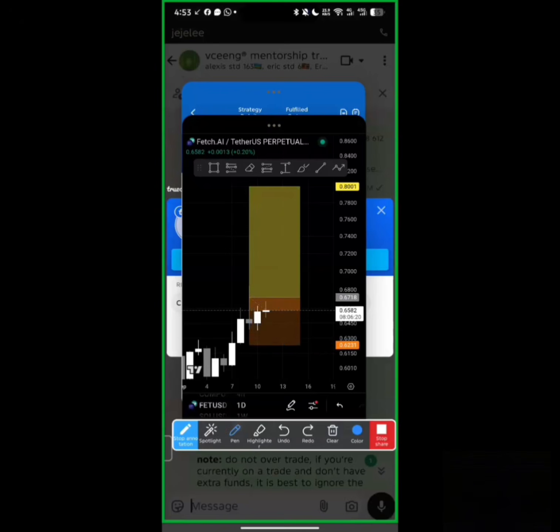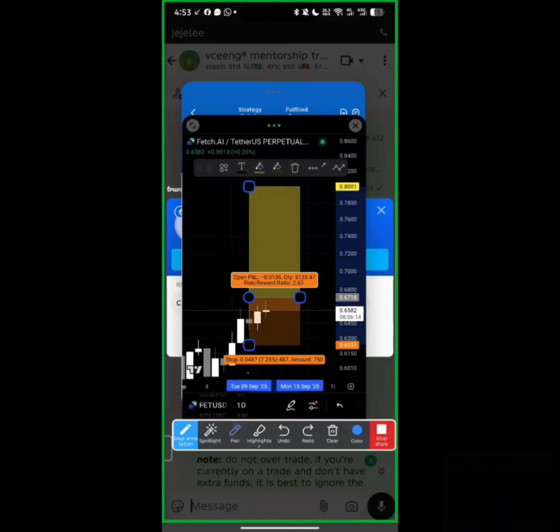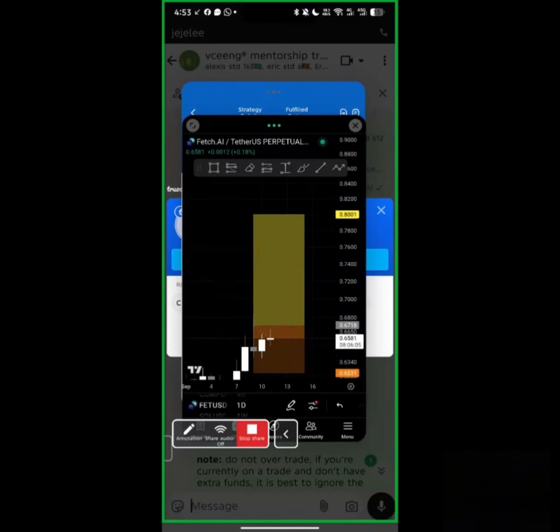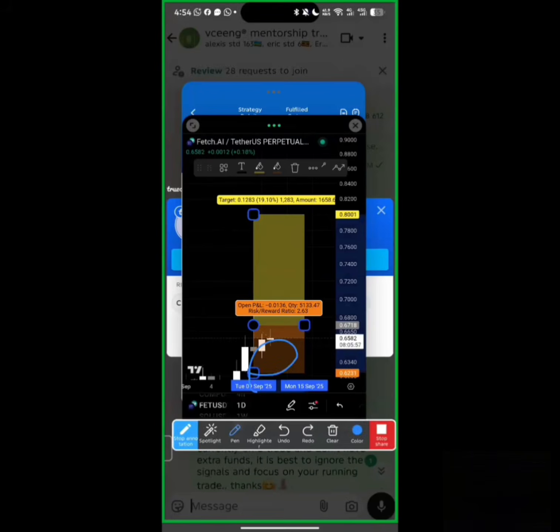So let me check. It has a 7.2% stop loss, and 19.1% take profit. That is a 1 to 2.6 risk to reward ratio. You can see here, 2.6 risk to reward ratio. So if you multiply the stop loss amount, which is 7 point something, by 2.6, it will give you 19.10.